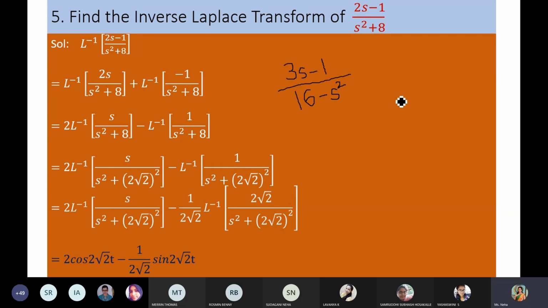Is there anyone who got some other answer? Or is there anyone who has any doubt in this problem? Ma'am, can you repeat the answer, ma'am? Answer is minus 3 cosh 4t plus 1 by 4 sinh 4t.